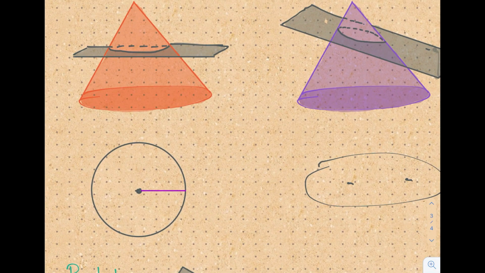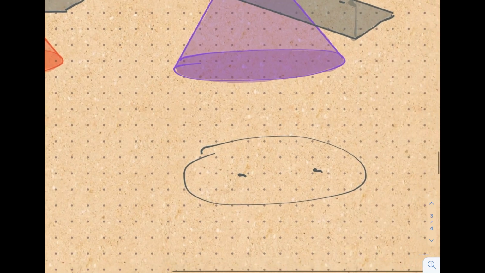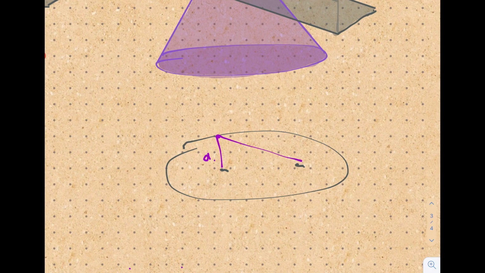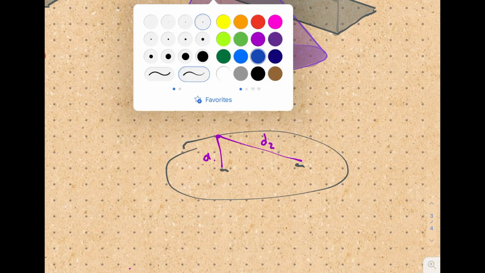So each one has a geometric definition. For a circle, it's the set of all points that are a fixed distance from the center. For an ellipse, that fixed distance is now set between two separate points called the focus points, or the foci. So here if I have D1 and D2, those two distances should add up to be the same as for any other point if I were to pick any other point on the figure.